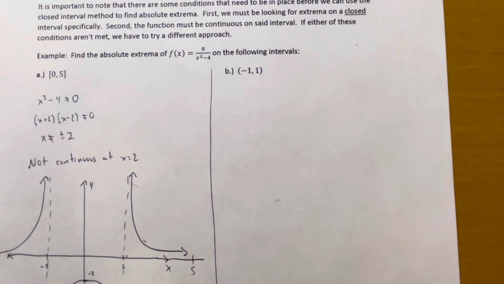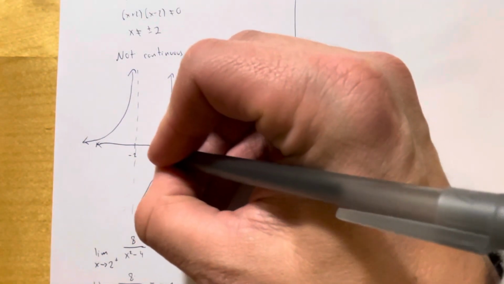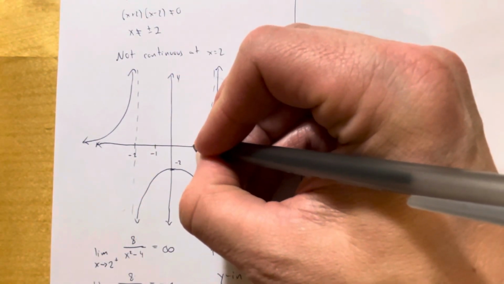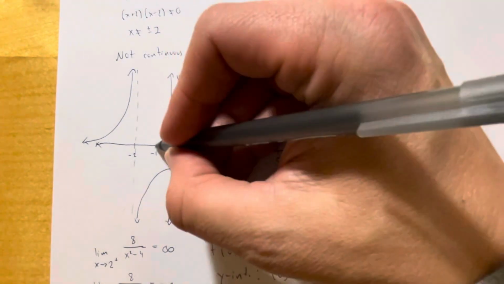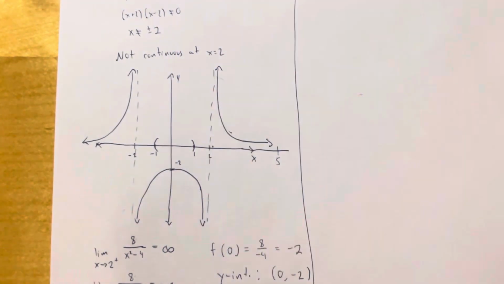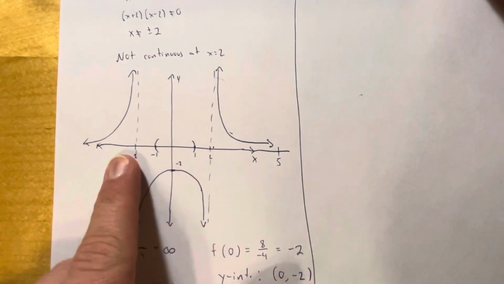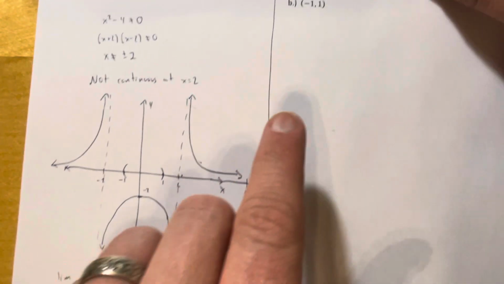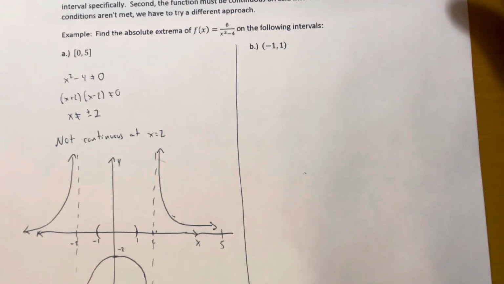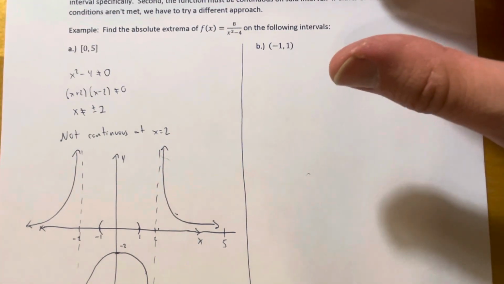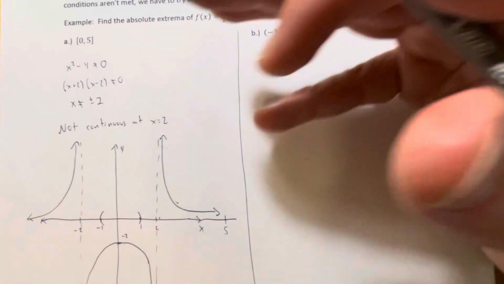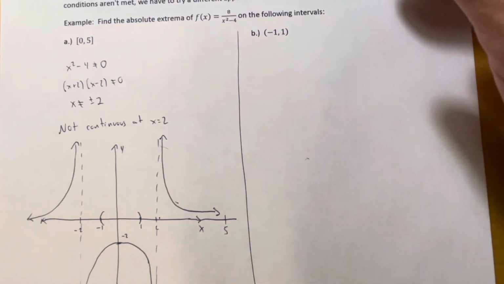Now we're looking at the interval from -1 to 1. Well, on the interval from -1 to 1, we do have continuity because I'm not hitting either of those asymptotes here. But it's an open interval. It's not a closed interval. So I can't use the closed interval method if we aren't using a closed interval at all, right?